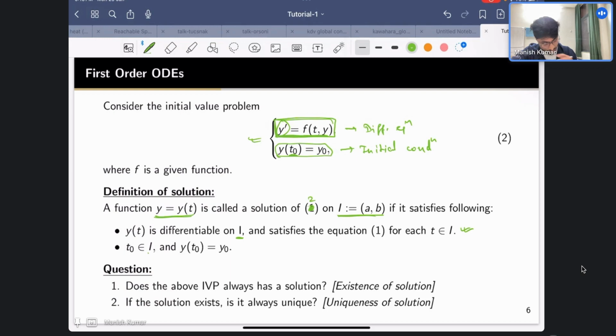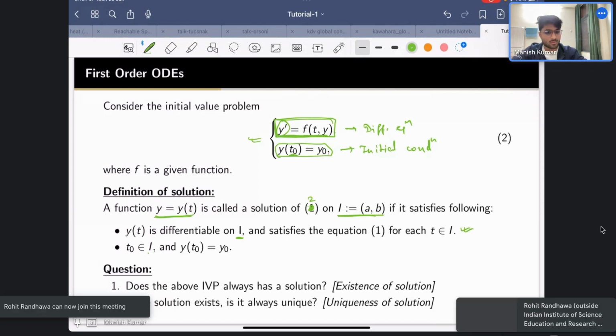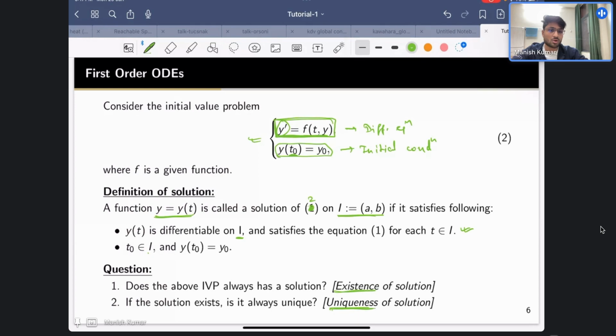Now the question is: for a given differential equation IVP, when does the solution exist, and if it exists, will it always be unique? This is the question of existence and uniqueness. Whenever we talk about a differential equation, we ask whether the solution exists, and if it exists, whether it is unique. This is called the well posedness question, whether the equation is well posed or not.